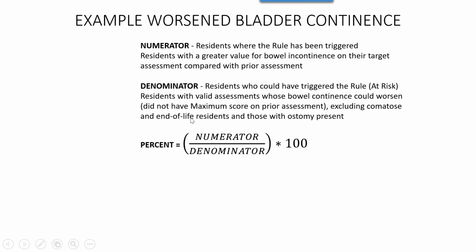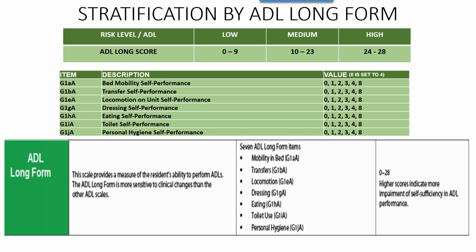And we're all familiar with this. How many people did it happen to? How many people could it have happened to? That gets the proportion. Then we multiply it by 100 to get the percent. Very straightforward. This is the unadjusted quality indicator. Now, we need to be able to stratify that into these: what proportion are in the low ADL long score, what percentage of people are in the medium ADL long score, what percentage of people are in the high ADL score. And again, this shows you what the items are for the ADL long form: mobility, transfer, locomotion, dressing, eating, toileting, and hygiene.